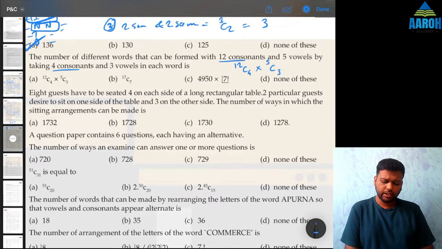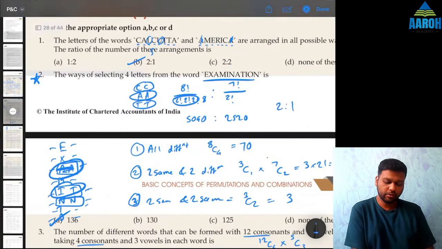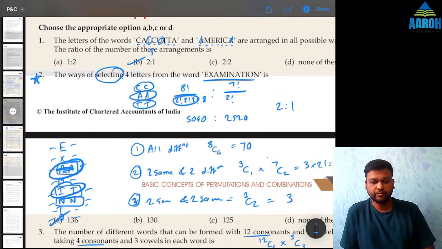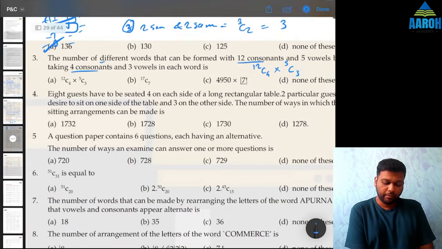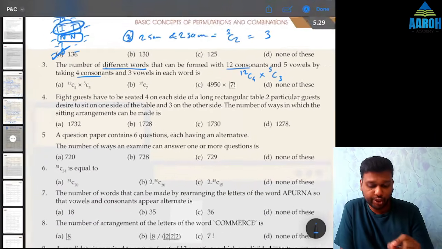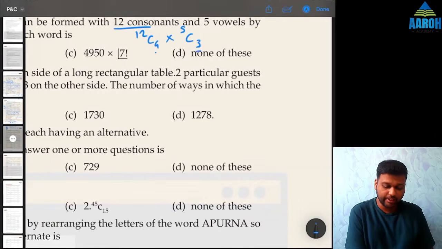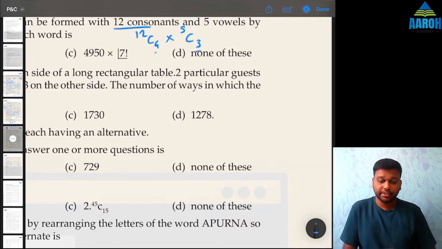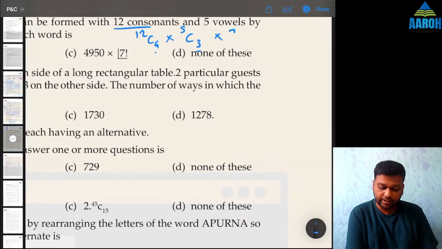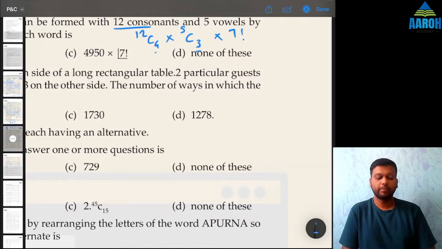Why? Because in the above question, in question 2, we just wanted to select. Here, we want to form different words. That means we want to arrange. So now, we have selected 7 letters, 4 and 3. We have to arrange them, rearrange them. How can we rearrange 7 letters? In 7 factorial ways. So this will be the answer.